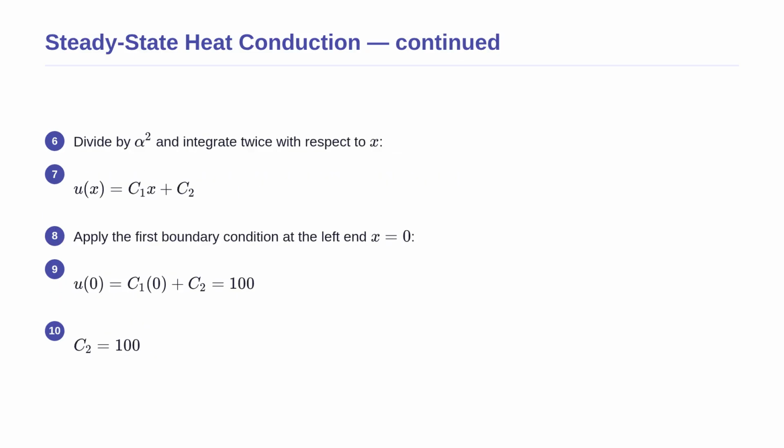Continuing with our steady state problem, we set the left side of the heat equation to 0. Since the thermal diffusivity is a non-zero constant, we can divide it out, leaving us with the second derivative of temperature equal to 0. Integrating this twice with respect to position gives us a straight line equation with two unknown constants, C1 and C2. To find these constants, we apply our boundary conditions. At the left end, where position is 0, the temperature is 100. Plugging this in immediately reveals that our second constant, C2, must be exactly 100.